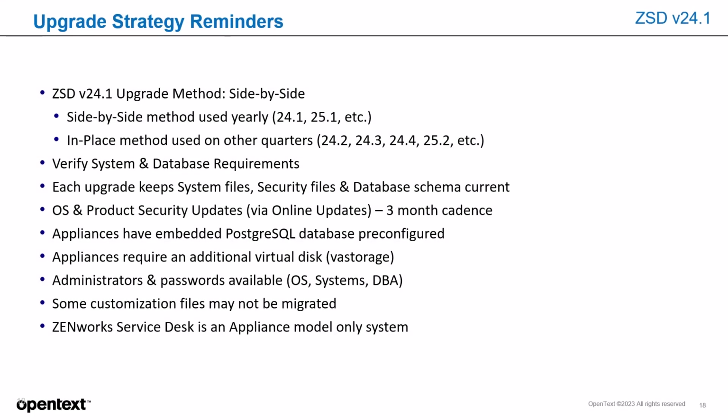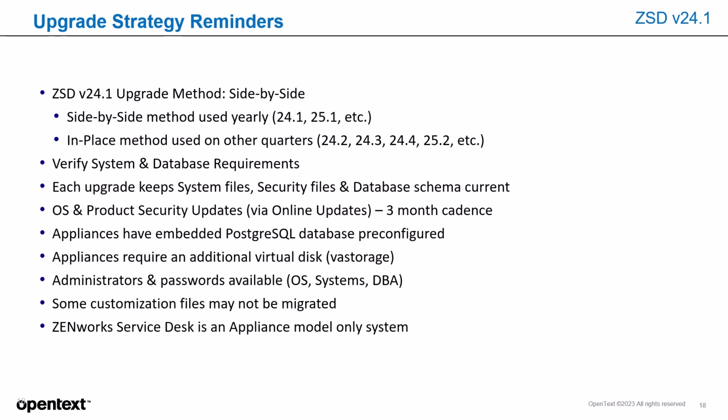The upgrade strategy reminders. Again, this is a side-by-side migration. This method is used in the .1 releases. We're not doing an in-place method, which would use the online updates, because we actually upgraded the database to 15.5. So we want to make sure that we get you the proper settings for that. So we're doing an actual migration. You want to verify the system and database requirements. Each upgrade keeps the system files, security files, and database schema current. So as you do your upgrades, that's automatically done.